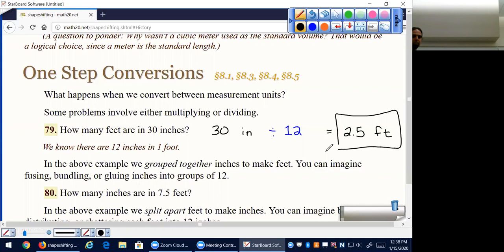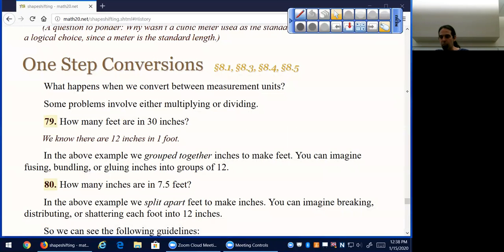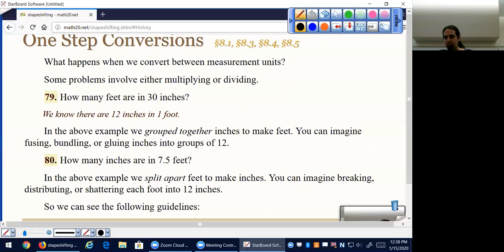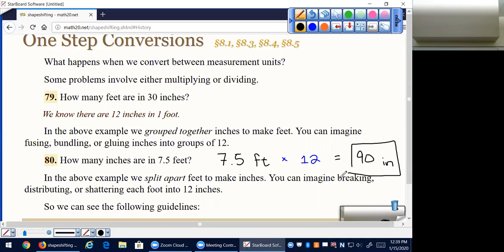If we're going the other way, how many inches are in 7.5 feet? Unsurprisingly, that's the other way, so we're going to multiply. We're taking 7 1-foot long yardsticks and shattering them into little pieces, splitting them apart into little 1-inch bits of wood, and making lots of copies of something is what multiplying does.